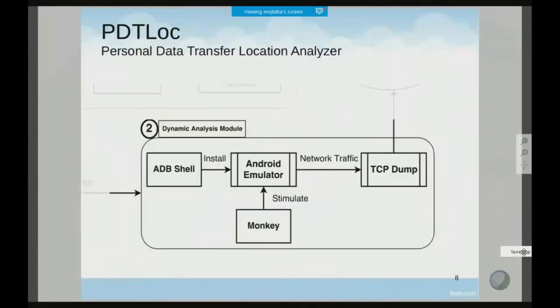For the dynamic analysis, we use an Android emulator. We install the app through the ADB shell, and we stimulate the app with Monkey by sending random events to the app. Then we dump network traffic with tcpdump, and analyze the network traffic to see what personal data is going through the network to the outside. And the whole thing is done automatically.